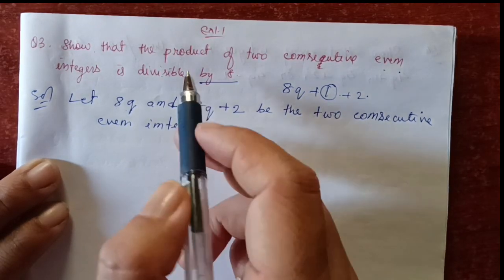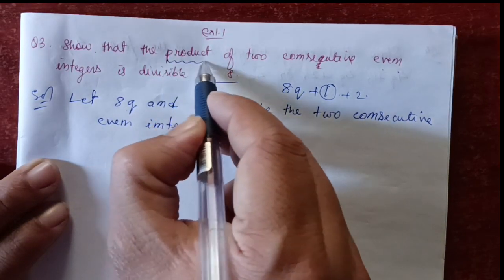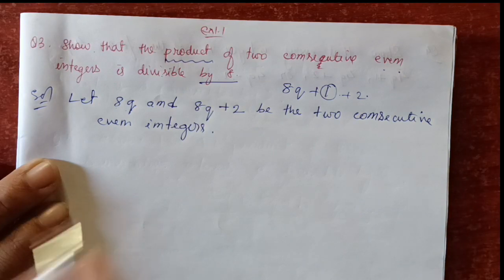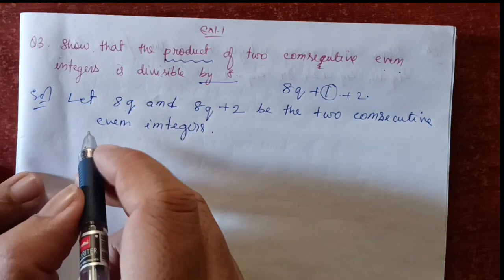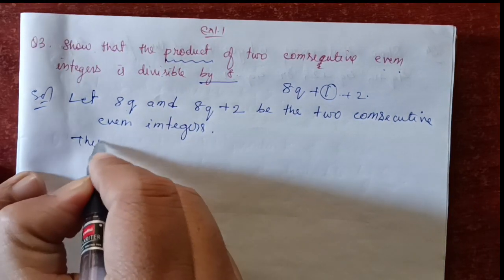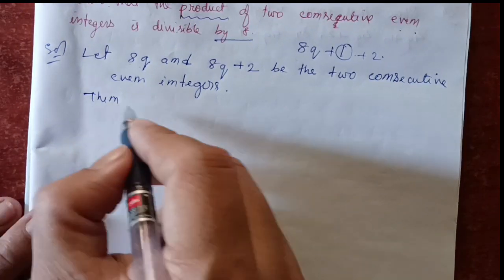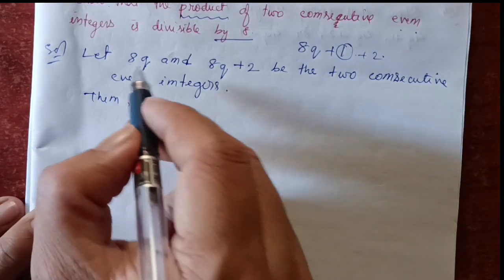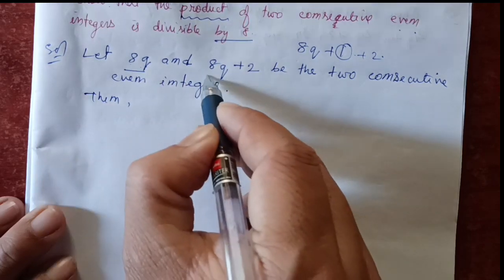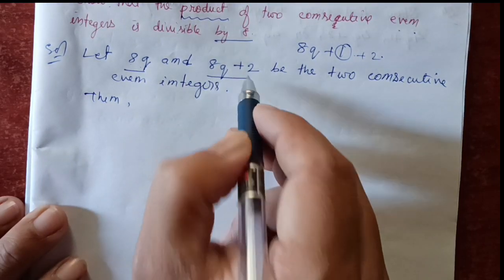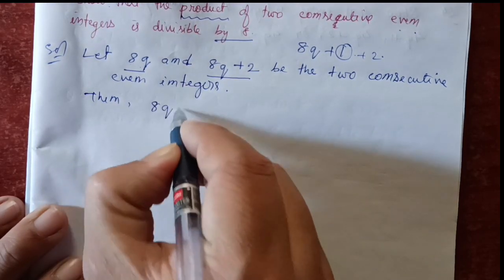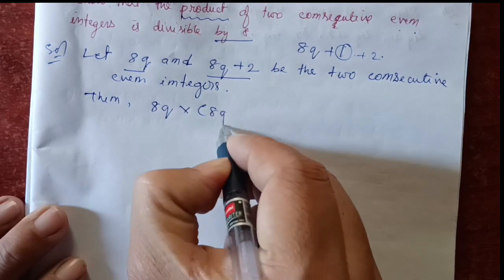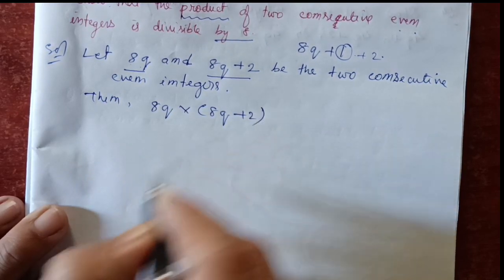Okay, again let us read the question. We are going to find out the product again. Product means we are going to find it by multiplying. So let us multiply again. The question is easy. What are the things that we are going to multiply? 8q and 8q plus 2. We are going to multiply. So 8q will be multiplied with 8q plus 2.